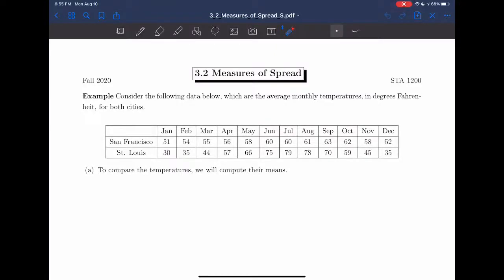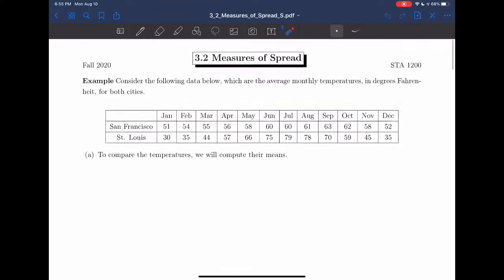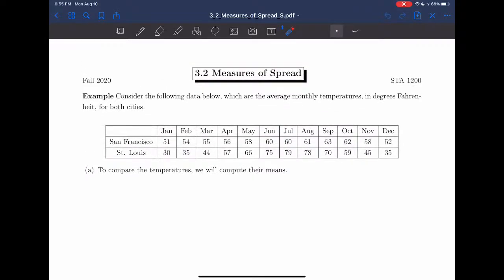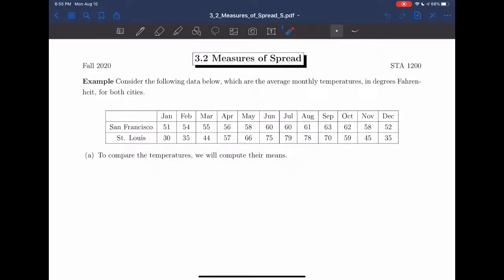So in this section, we're going to talk about what happens when your data is very spread out and what methods we could use to identify these spreads. To begin, I want to do a simple example. Let's say you have this data set of average monthly temperature for two different cities, San Francisco and St. Louis. So let's compute their means.